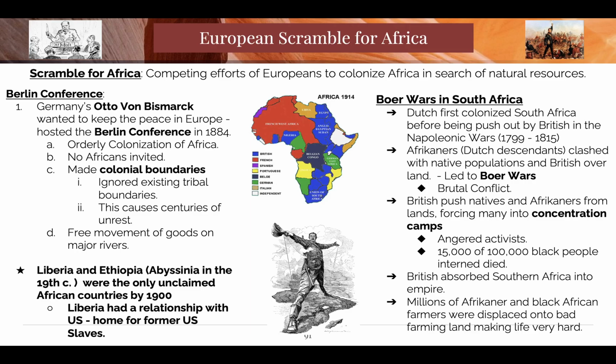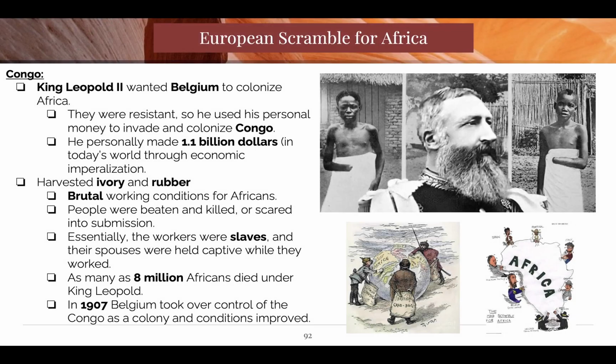Second thing is, the British are going to essentially put all of those people who opposed them, all the natives who opposed them with the Afrikaners, in concentration camps and try to wipe out any opposition. There you go. That's your Boer War. Okay.